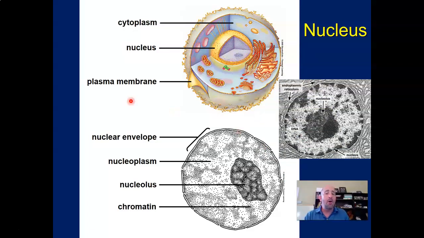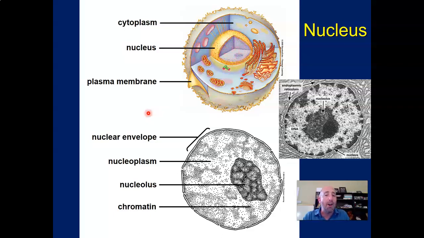Okay, so here's a picture of the nucleus. We have the nucleus in the cell. And remember, you have this plasma membrane or cell membrane on the outside. We talked about that in the last lecture. We are now focusing on this organelle called the nucleus.